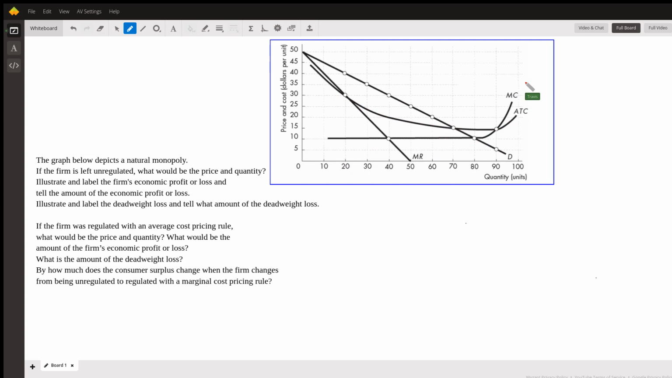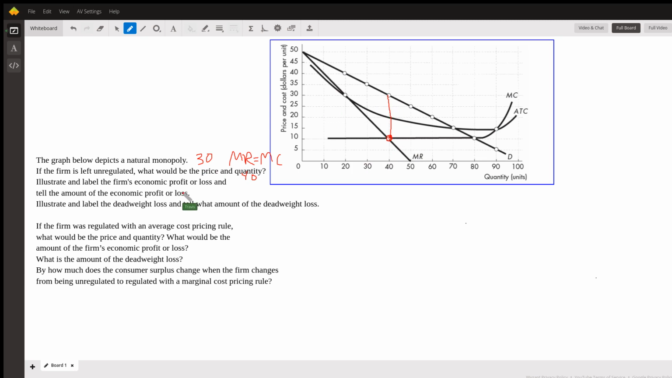Okay, so for the first question, if unregulated, price and quantity is still going to be profit maximizing. So you want to find where MR equals MC. MR is here, MC is here. That answer would be 40. And then the monopoly is going to mark up the price up to 30 right there.